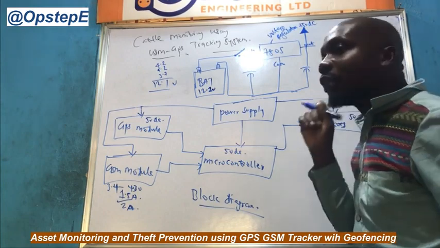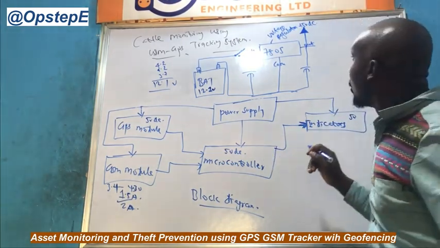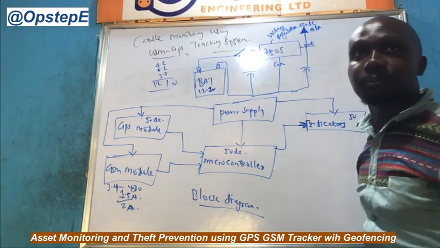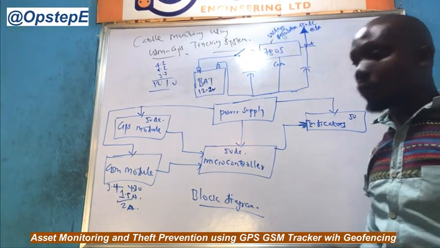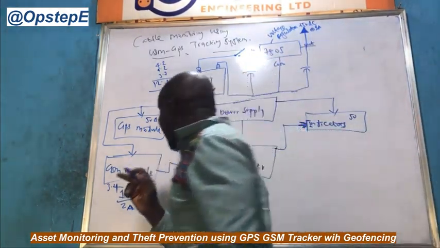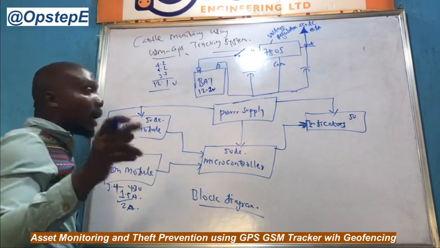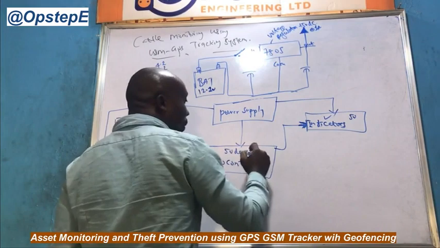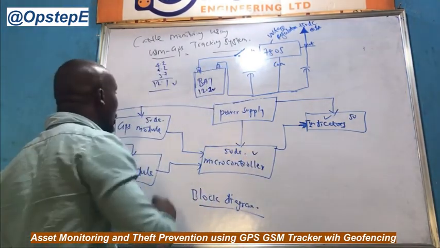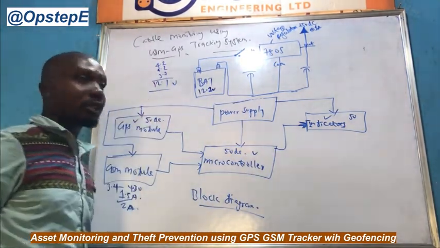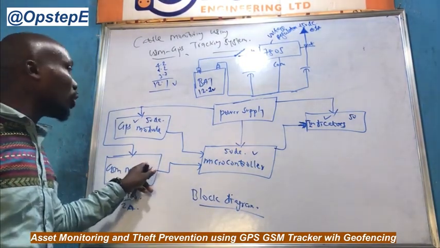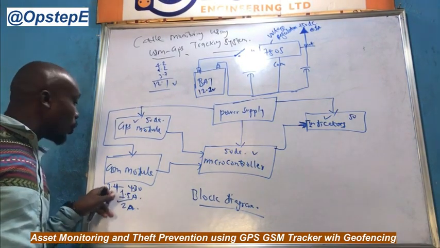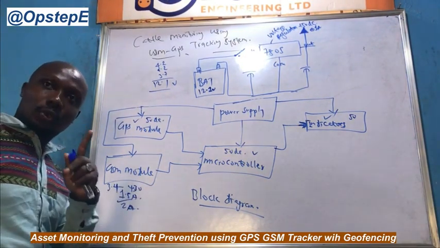Now, you see this voltage regulator will only supply this 5 volts to you at 1 amp maximum. At what, sir? 1 amp maximum. But don't forget that even if you supply it at 1 amp, your indicator is not going to have a problem with that 5 volts at 1 amp. Your microcontroller might not also have a problem with it at 1 amp. Your GPS module might not have a problem with it, but your GSM module will have a problem with it. Because your GSM module does not require what? 5 volts. It requires between what? 3.4 to 4.3 volts.